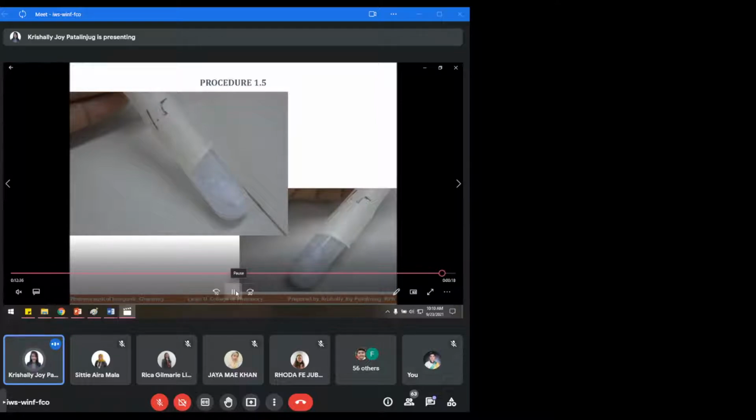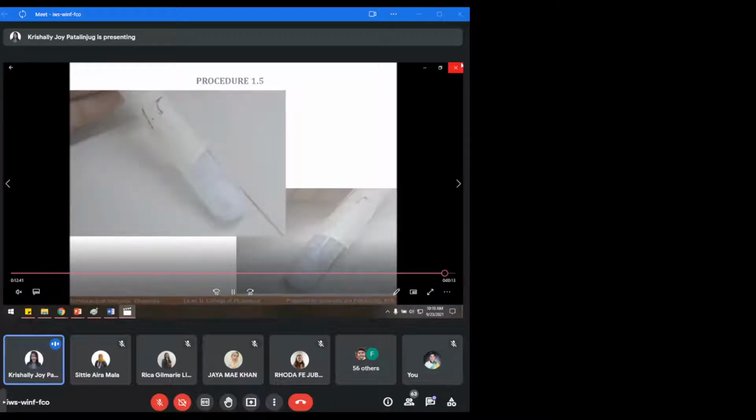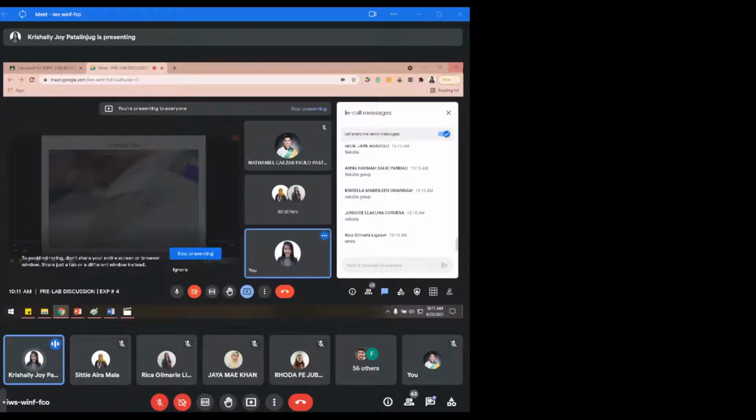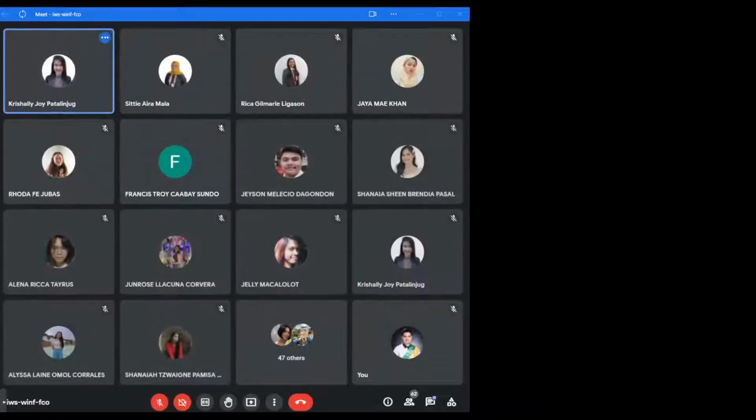Nakuha. So yung natira, what is the ion left? Sodium ion. Ito yung filtrate na natira, meaning, ang nandyan is the sodium ion. So with that, we have achieved the main objective of this activity, to separate basic constituents into groups.